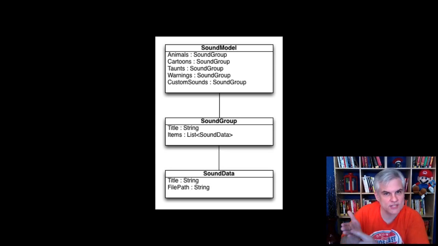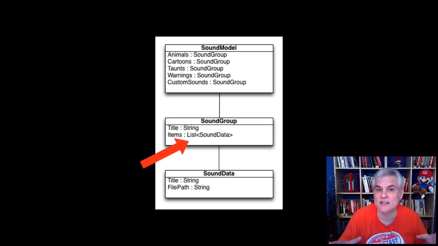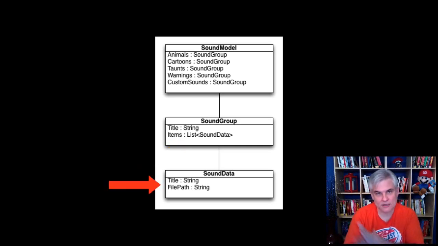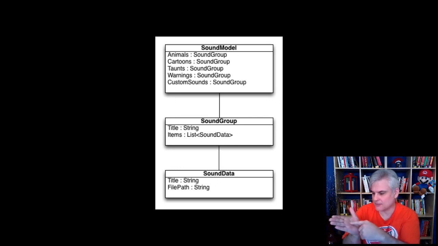So each of those items will have a title, which will be of type string, and then they'll also have a collection of items. And notice that collection is a list of T, and the T is sound data. So each sound data object will represent a tile that we'll be able to push on, and when the user pushes on it, they'll be able to see what it is.